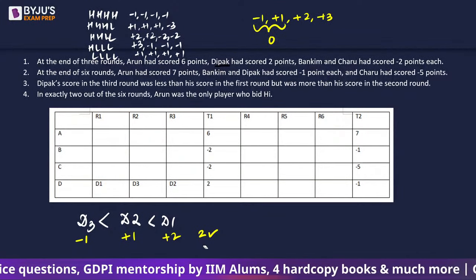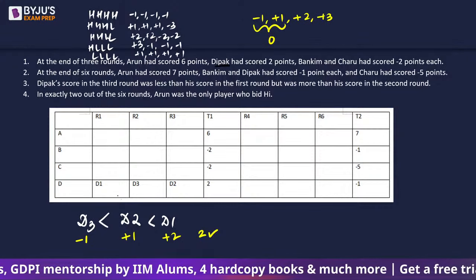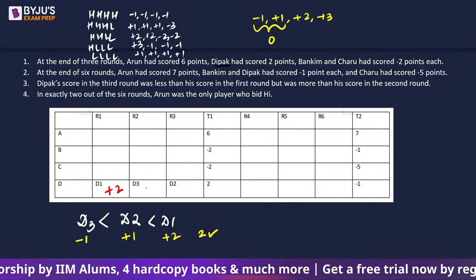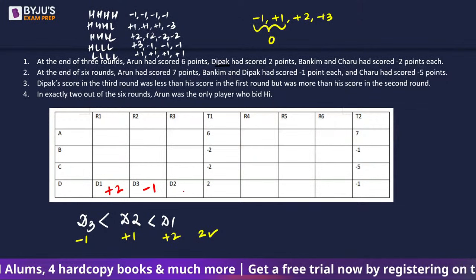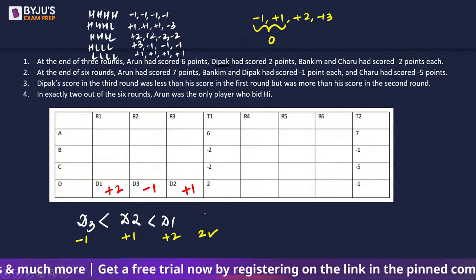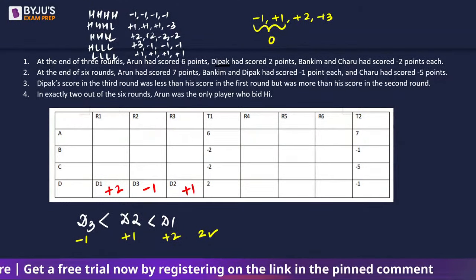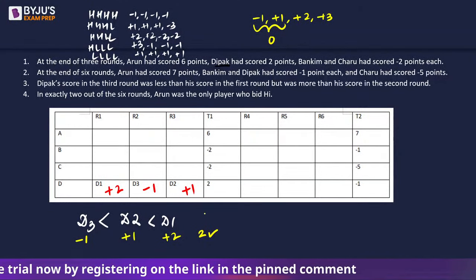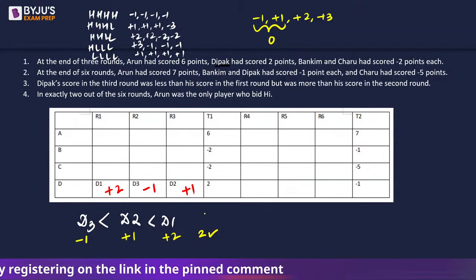So we can put these values here. So D1 is going to be a +2, D3 is going to be a -1 and D2 is going to be a +1. So हमारे पास ये D की वैल्यू आ गई. I hope that is not an issue. +2, -1, +1. Okay.